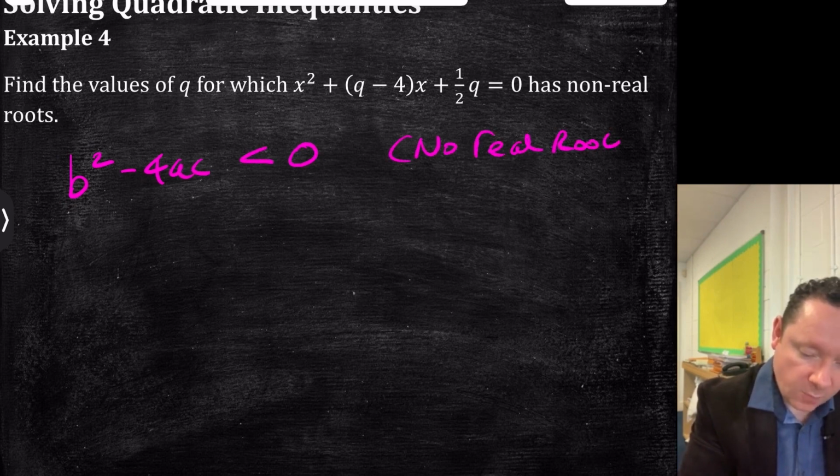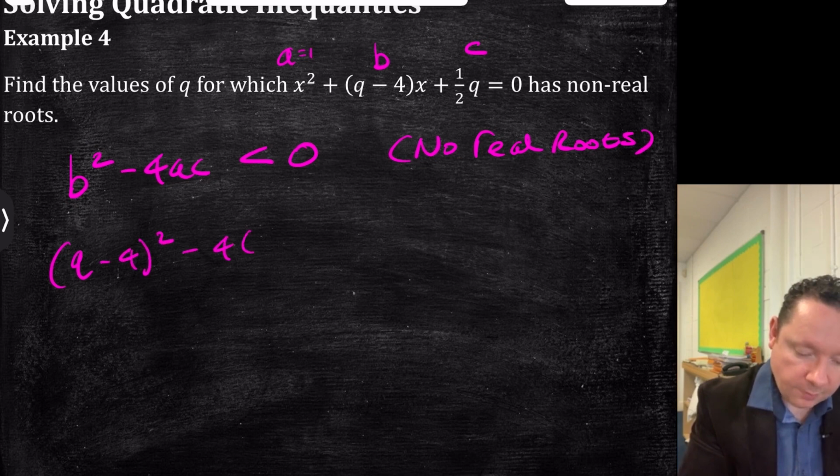So we just then sub in b squared minus 4ac. There's my a is equal to 1, there's my b in front there, and there's my c. So I've got (q minus 4) squared minus 4 times 1 times a half of q, and we're going to solve that to be less than 0.